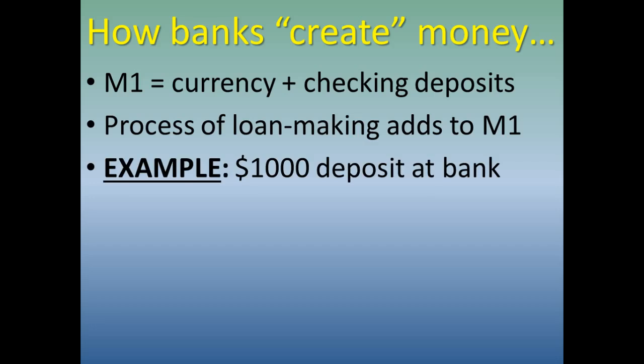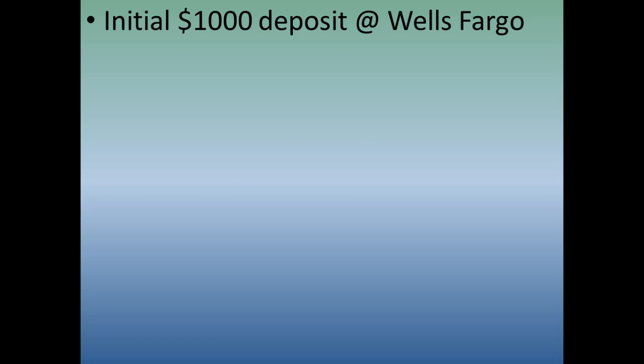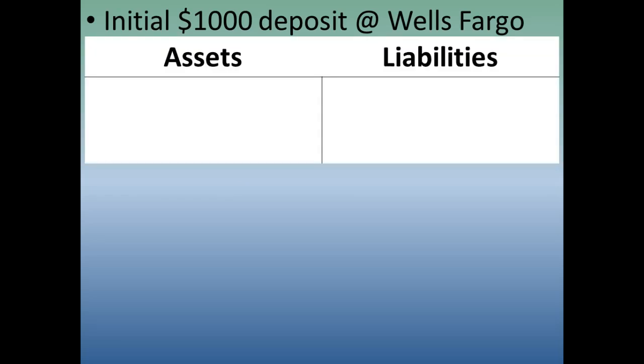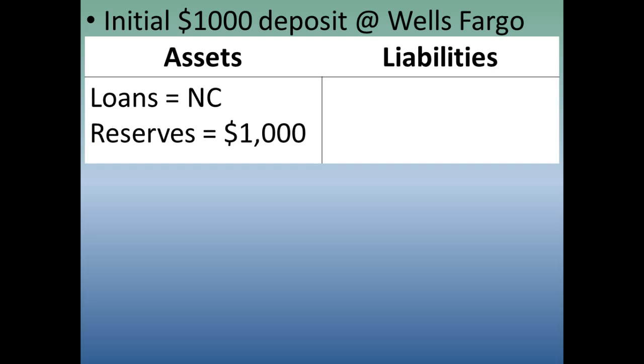So let's take an example. $1,000 deposited at the bank. Let's assume that that initial $1,000 is deposited at Wells Fargo, in which case the T account for Wells Fargo shows that there's no change in loans, but their reserves have increased by $1,000, but their liabilities have also increased by that initial $1,000 deposit.